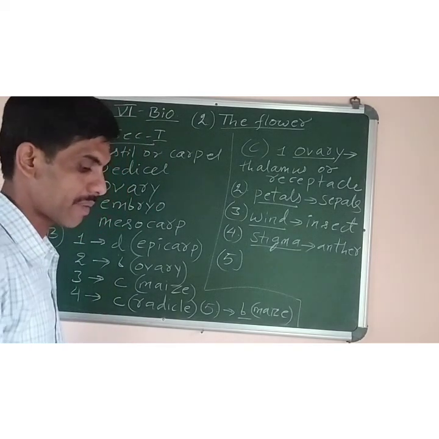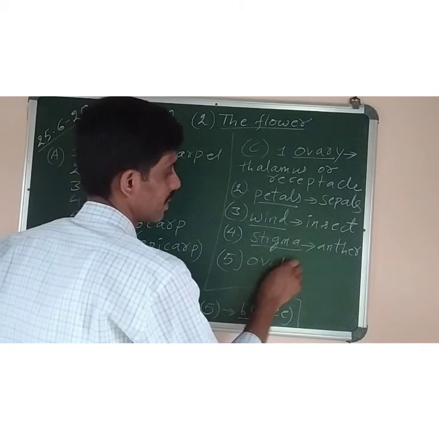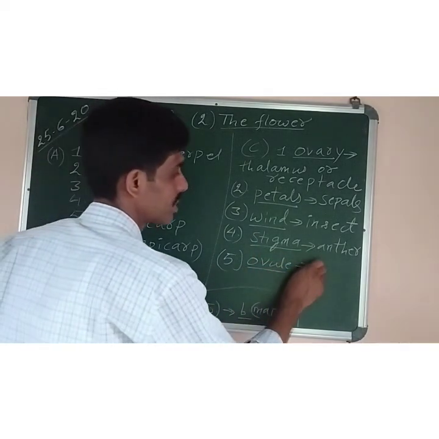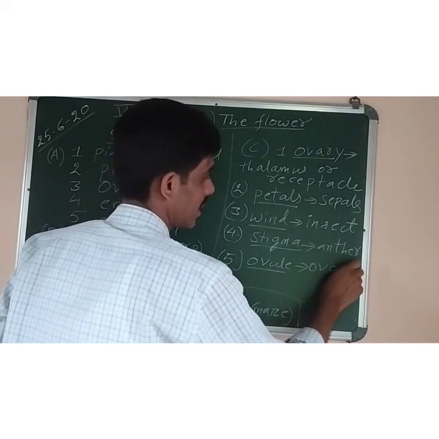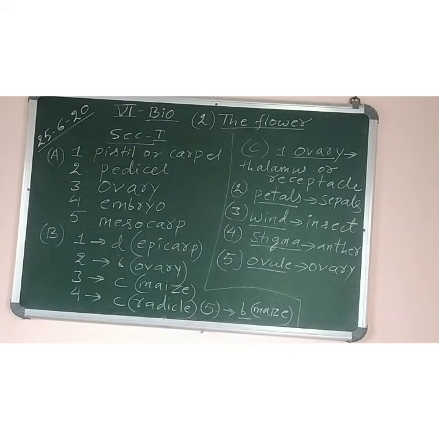And the last, number 5, ripened ovule is called fruit. Ovule is underlined. It is not ripened ovule. Ripened ovule is known as seed. So here you have to change it into ovary. That ripened ovary is known as fruit. Okay. Now next question we have to do.